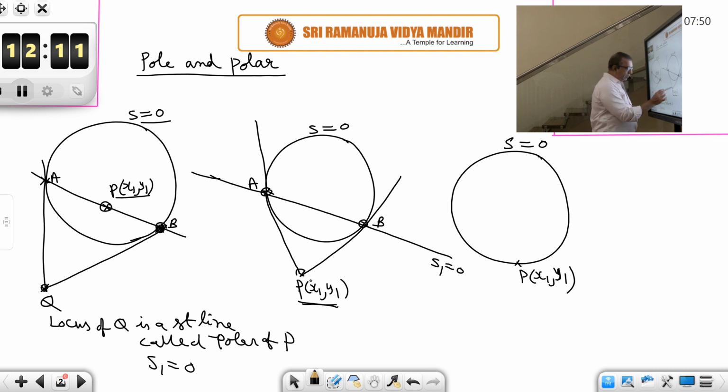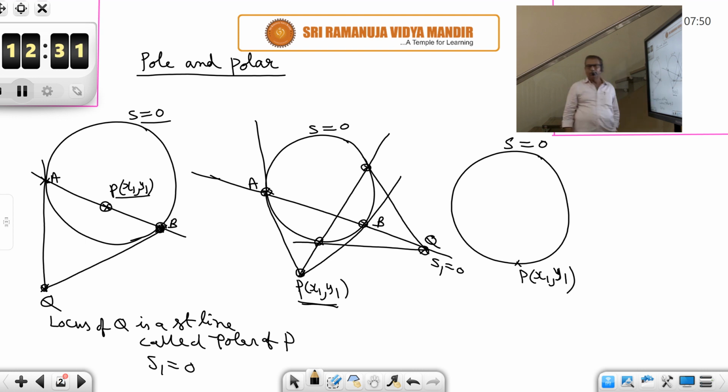If you want the polar of P, you have to draw a line through P, intersecting the circle at 2 points. At these 2 points, you have to draw 2 tangents. You have to draw one tangent, another tangent. They will intersect at a point. The locus of that point is a straight line called the polar of P. These 2 tangents will intersect definitely on the chord of contact only.